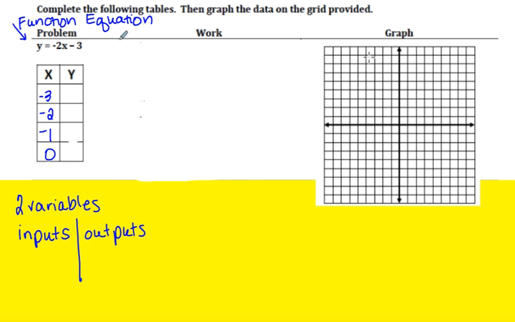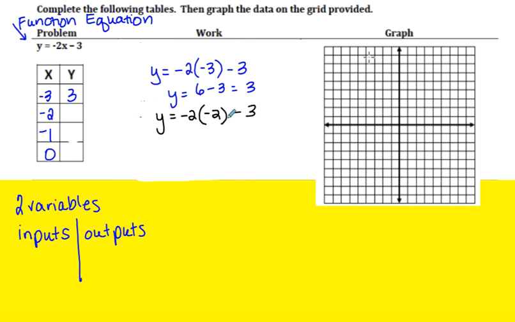All right, so let's try -3. We would take -3, we would substitute it in, and then solve for y. So -2 times -3 gives me 6 minus 3. So 6 minus 3 is going to give me 3. All right, I'm going to do it again. I'm going to plug in -2 for x. So -2 times -2 minus 3. -2 times -2 gives me 4. 4 minus 3 gives me 1. So when x is -2, y is 1.